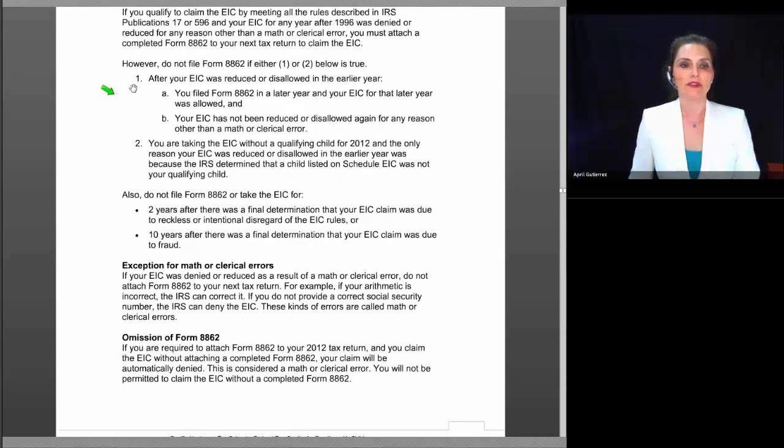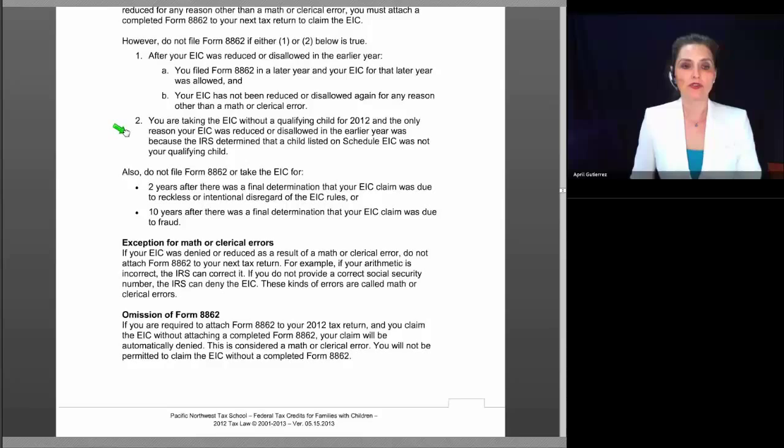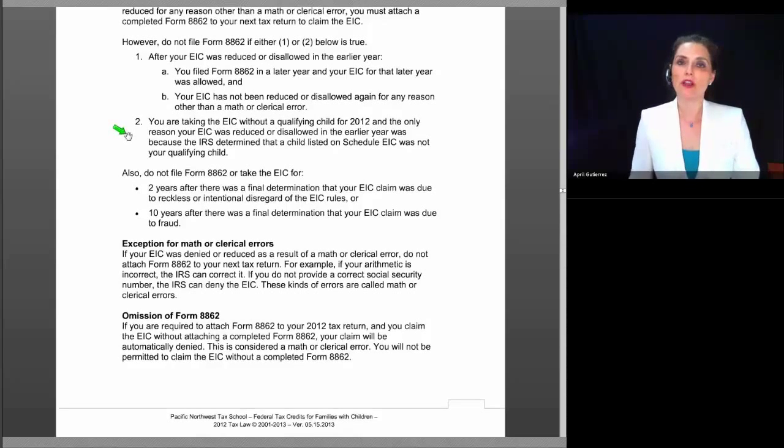But IRS says, however, do not file Form 8862 if either one or two below is true. Number one being, after your earned income credit was reduced or disallowed in the earlier year, you filed Form 8862 in a later year and your EIC for that later year was allowed, and your EIC has not been reduced or disallowed again for any reason other than a math or clerical error. Or two, you are taking the earned income credit without a qualifying child for 2012, and the only reason your EIC was reduced or disallowed in the earlier year was because the IRS determined that a child listed on the Schedule EIC was not your qualifying child.